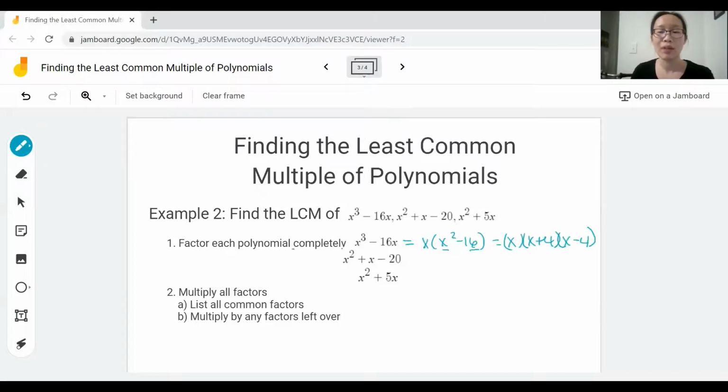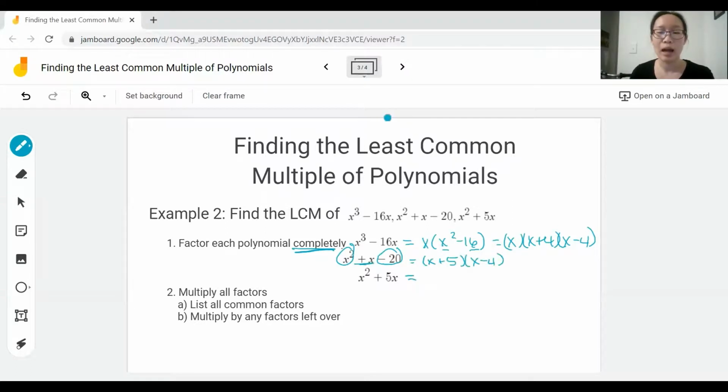This is what I mean by factor completely. I can't just leave it as x squared minus 16. I have to continue going until I can factor no more. In my trinomial, I have x squared plus x minus 20. I'm looking for two numbers that multiply to 1 times negative 20, so negative 20, and then add to positive 1. So that's going to be x plus 5 and x minus 4.